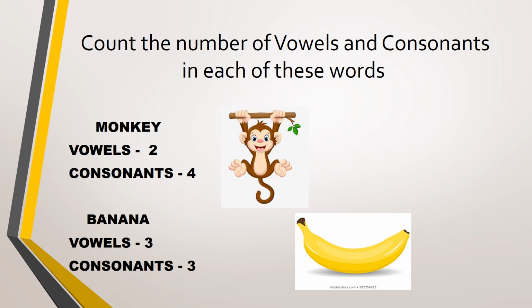Count the number of vowels and consonants in each of these words. We have a picture, monkey, M-O-N-K-E-Y. So we need to find how many vowels are there in the word and how many consonants are there. So we have found there are 2 vowels, that is O and E, and consonants are 4, M, N, K and Y. Next we have banana. So same way, how many vowels are there in the word banana? 3 vowels, A, A, A. Consonants 3, B and N.